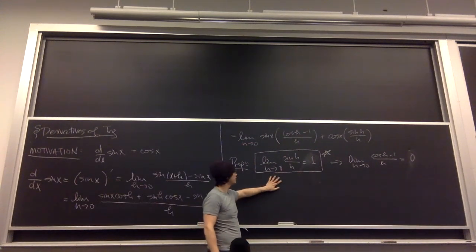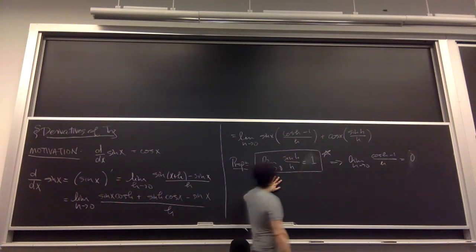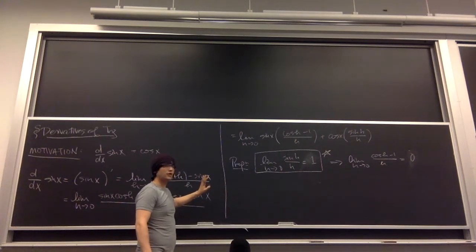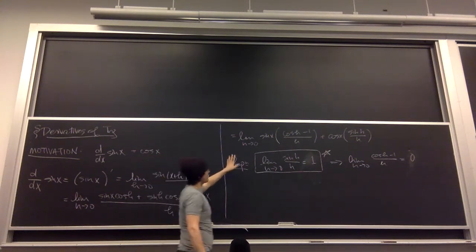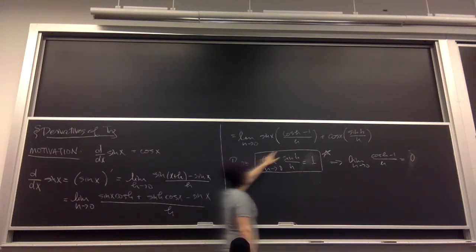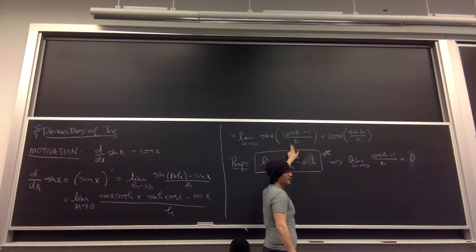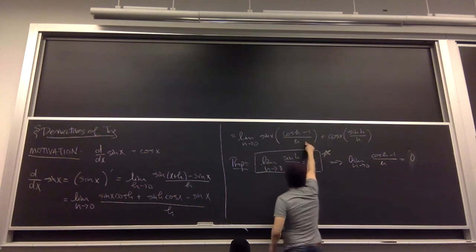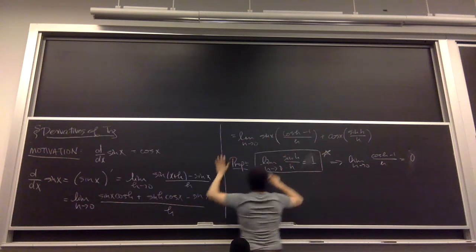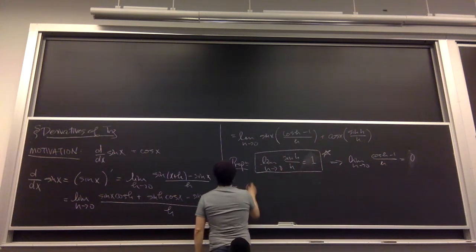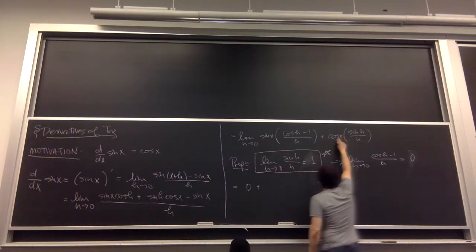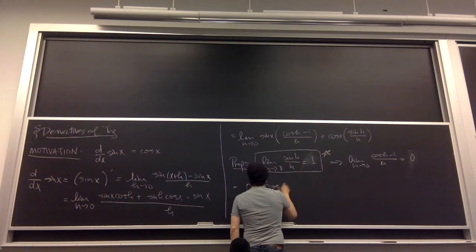Okay, so in any case, now that we're unstuck, how do I finish this? Well, what's this going to become? 0. What's this going to become? 1. Okay, so this is 0. That won't exist. So this is going to be equal to 0 plus, this is going to go to 1. So all we're going to be left with is cos x.